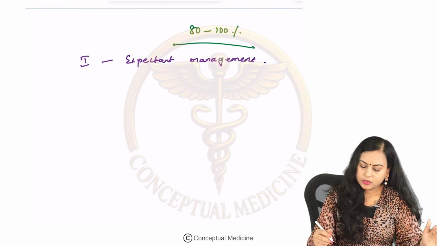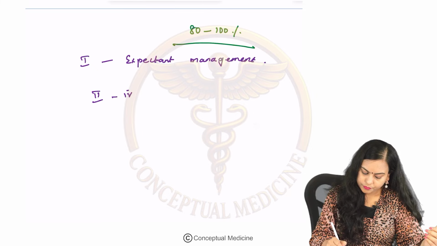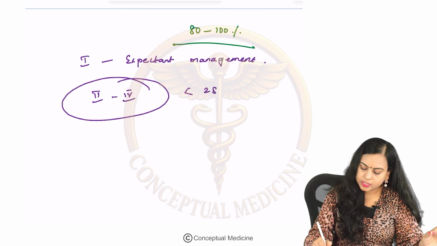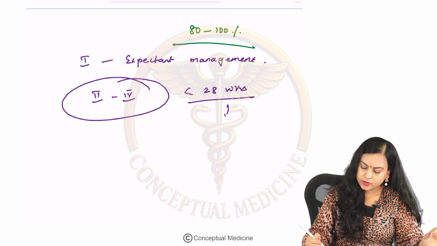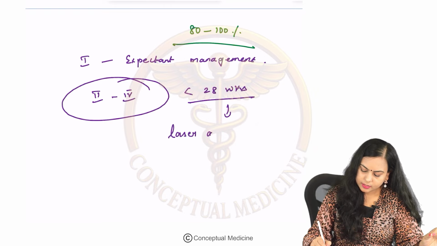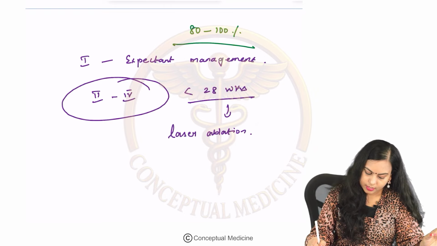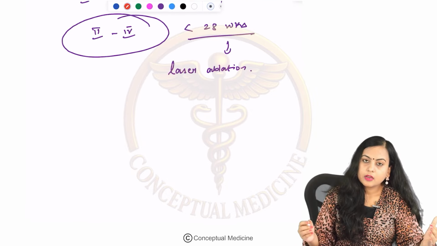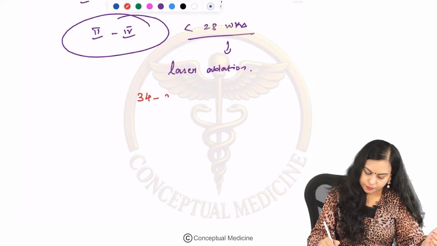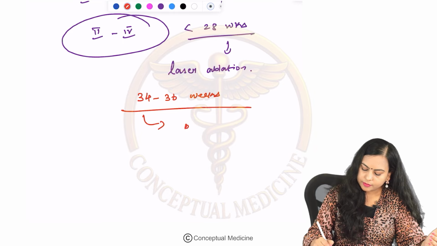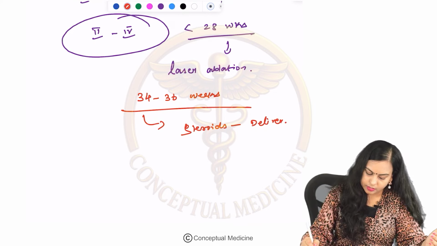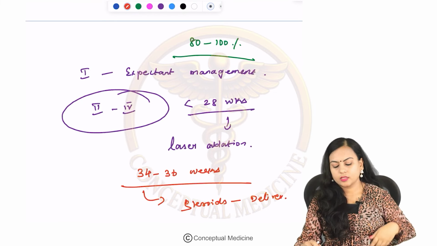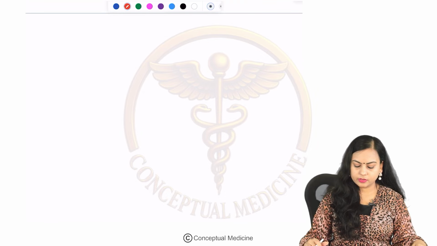Okay. So, from stages 2 to 4, when the gestational age is less than 28 weeks, you can offer them laser ablation of the communicating vessels. Okay. And if they present between some 34 to 36 weeks, you can offer them a course of steroids and then deliver them, right? So, that is how you manage the TTTS, right?